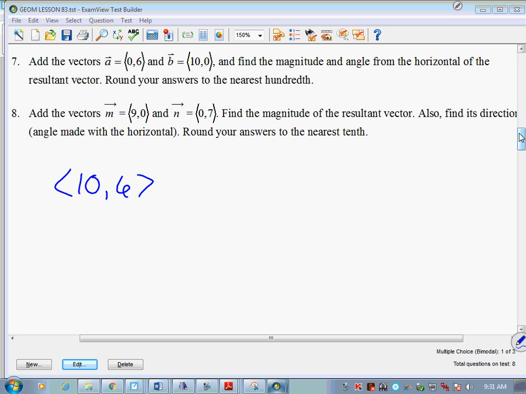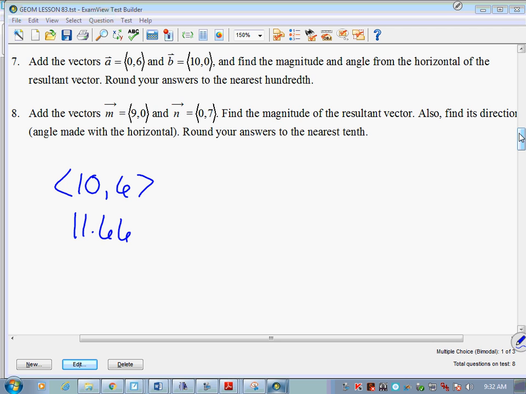Next thing we want to do is find the magnitude. How do I do that? Pythagorean theorem, 10 squared plus 6 squared. So I've got 100 plus 36. What's the square root of 136? 11.7. Okay. It's probably like 11.66, is that right? All right, so I'm going to take it as 11.66.